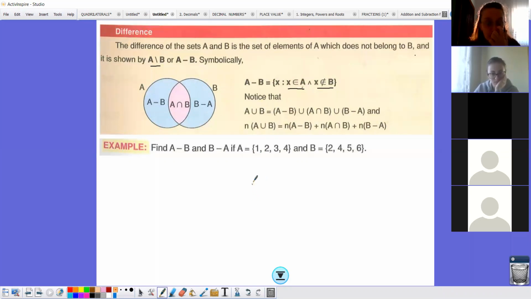Did you understand the logic of it? Yes, teacher. In A, but not in B. It cannot be in B, only in A.